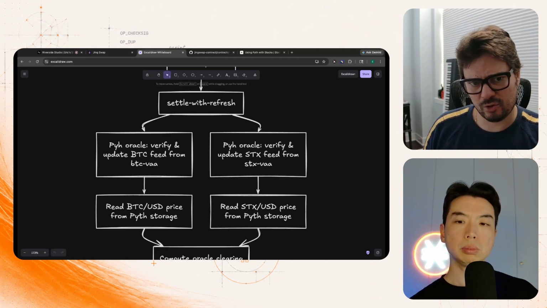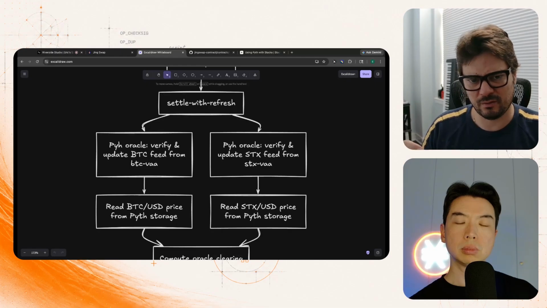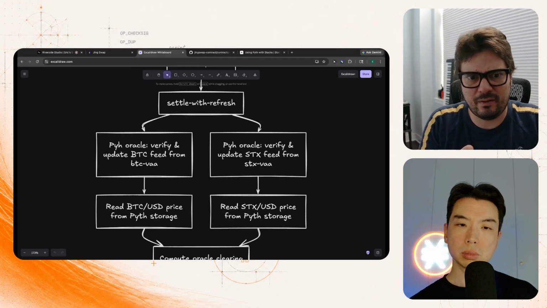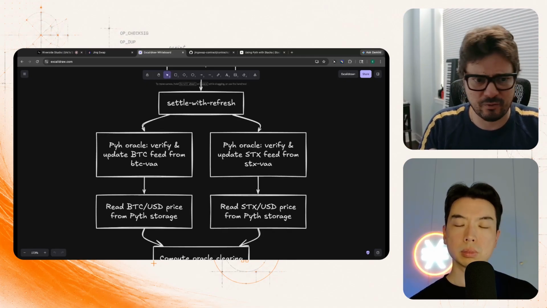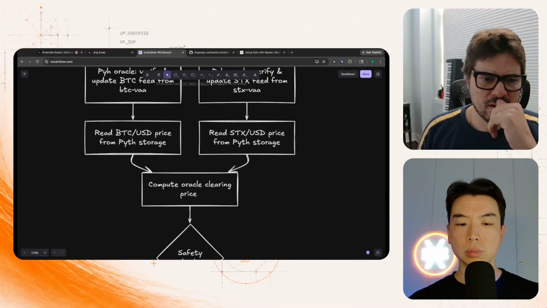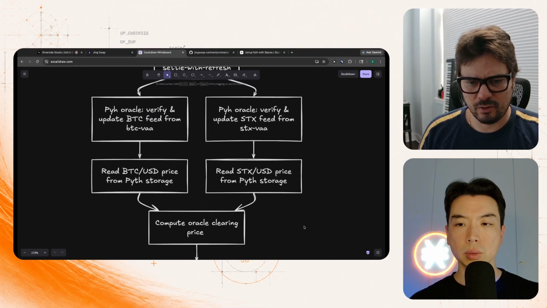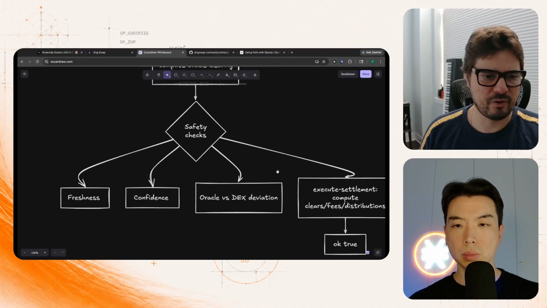We also check the confidence interval. Pyth provides an Oracle price with a confidence interval, meaning that all the venues aggregate the price, and these venues need to be essentially within that 2% range. If that's the case for both prices, we proceed. Otherwise, settlement will not go through. Then we compute the clearing price. We also do a safety check that's a bit lower. That's in V2, where I was explaining safety check, freshness, confidence.